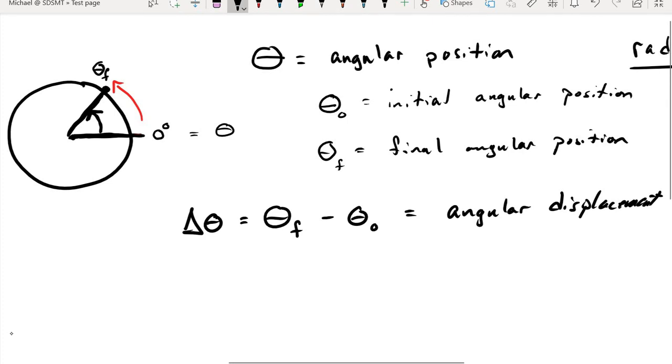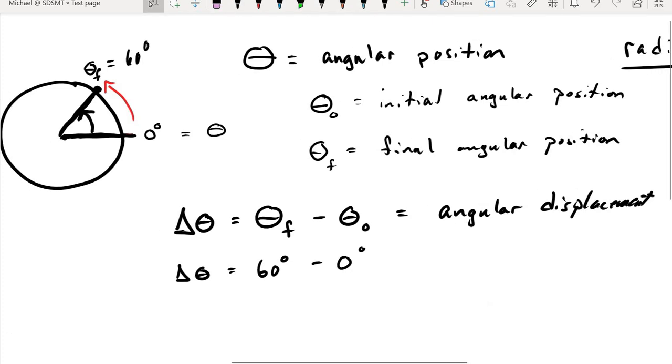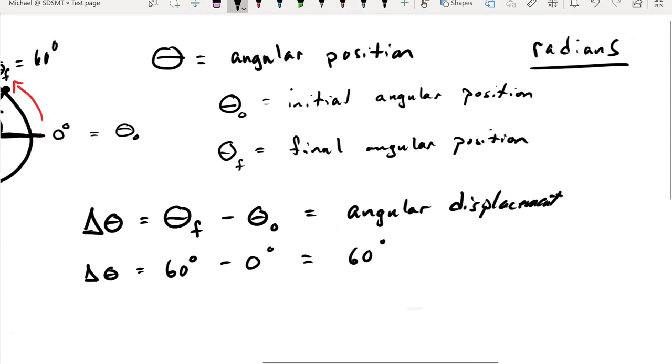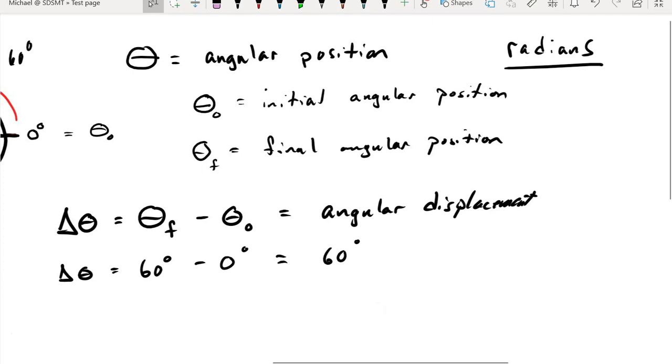So maybe our final angular position was 60 degrees. And I know I just said we're not going to use degrees anymore, but I just want to drive home the point here as to what's happening. Initially, we started at 0 degrees. We ended up at 60 degrees, and so the angular displacement that we've gone through is 60 degrees. But like I said, we're going to have to start representing these in radians.